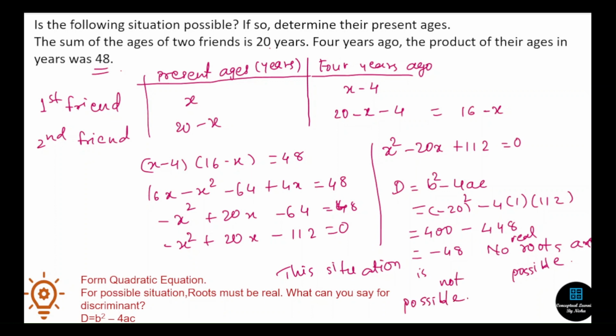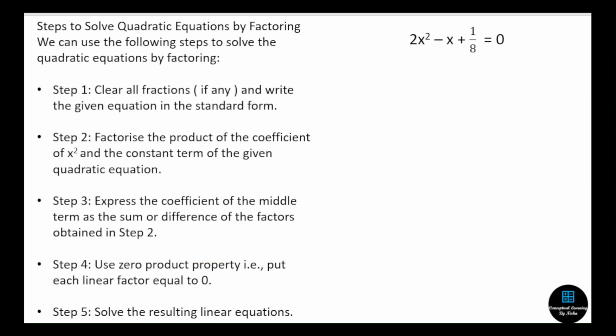Hope you understood this. Alright. Now, we are going to learn how to solve quadratic equations. There are different methods available which we can use to solve quadratic equations and find the solutions. Today we are going to learn the factorization method. Remember one thing, if you follow all the steps, you can solve any quadratic equation by factorization. So let's understand each step with this example.